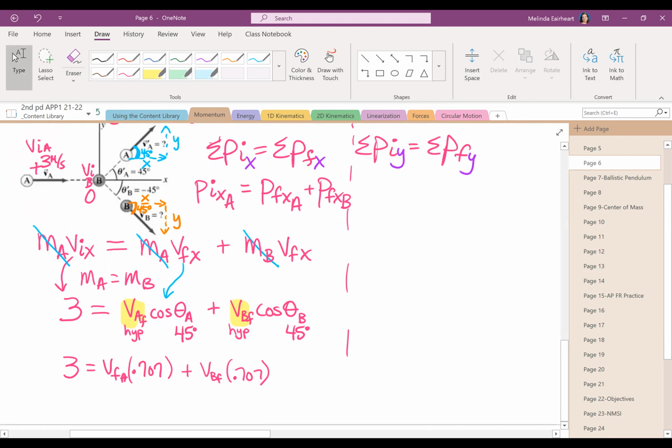Well, momentum is also conserved in the vertical. In the beginning, before the collision, who has vertical momentum? Nobody. 0. In the end, which ball has vertical momentum? Both. Notice now, one goes up, one goes down. We better take that into account, right?